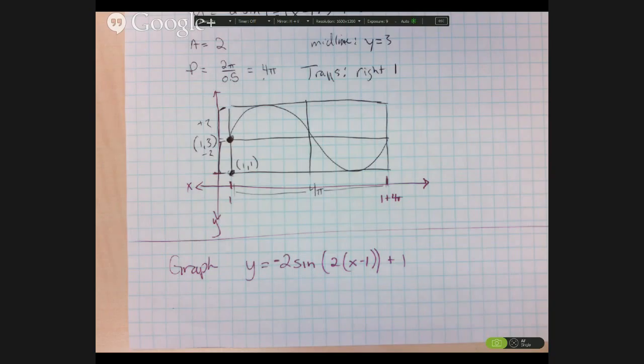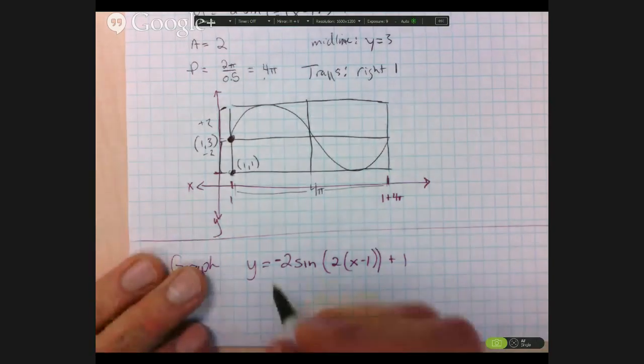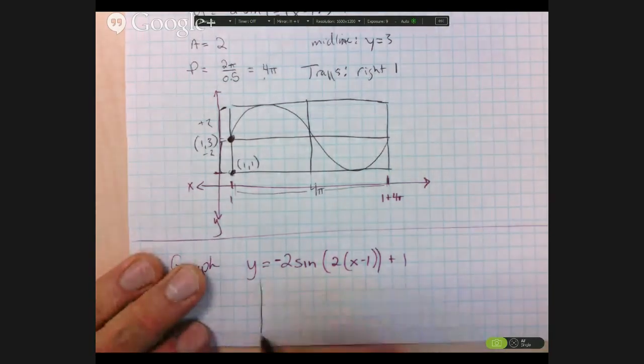Does the negative become a 2? Yeah, it flips it over. And then upside down?